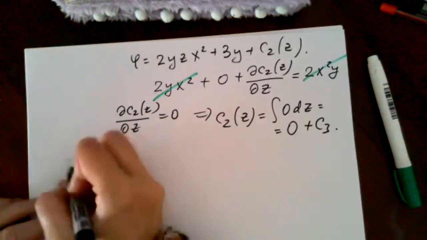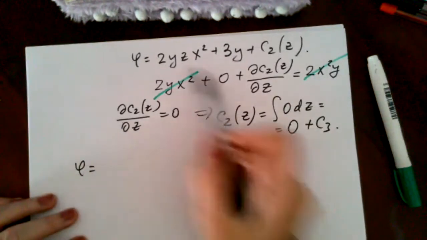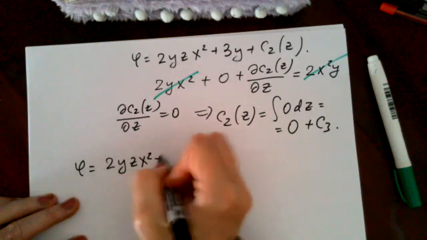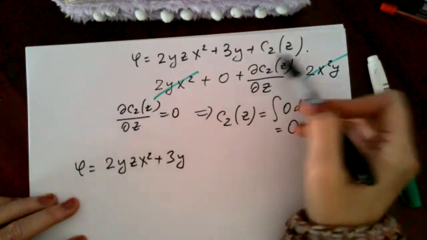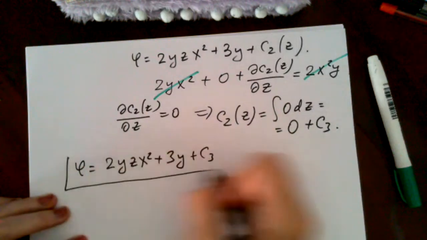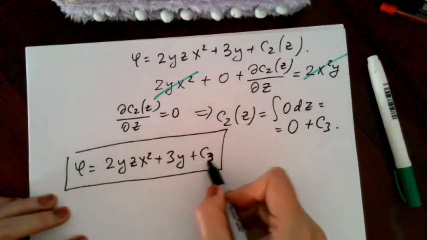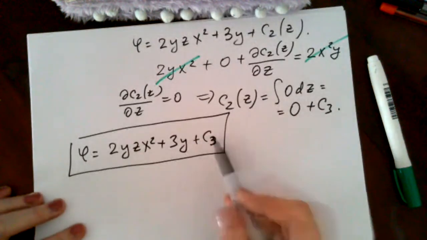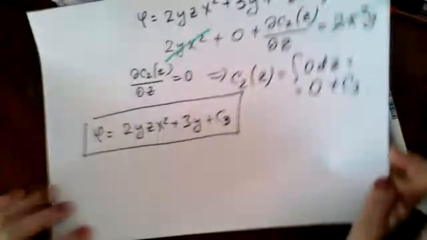Okay, so we can substitute. Finally, we can write our phi. So we're rewriting all this expression here, squared plus 3y. And instead of C2 of z, we can put just C3. If you don't quite like this C3, you can easily denote it back just like C. It's just a convention, a mathematical convention.